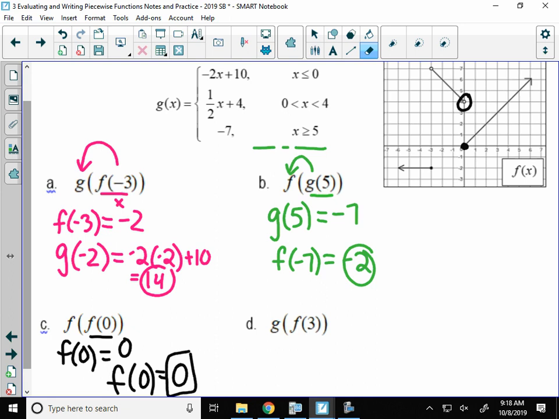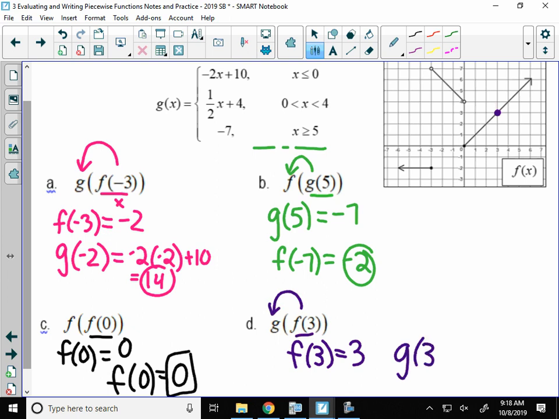All right, and finally, D. g of f of 3. f of 3 here. I'm using my graph again to start. So I go to 3, I get an output of 3. Now I'm going to put that 3 into the function of g.